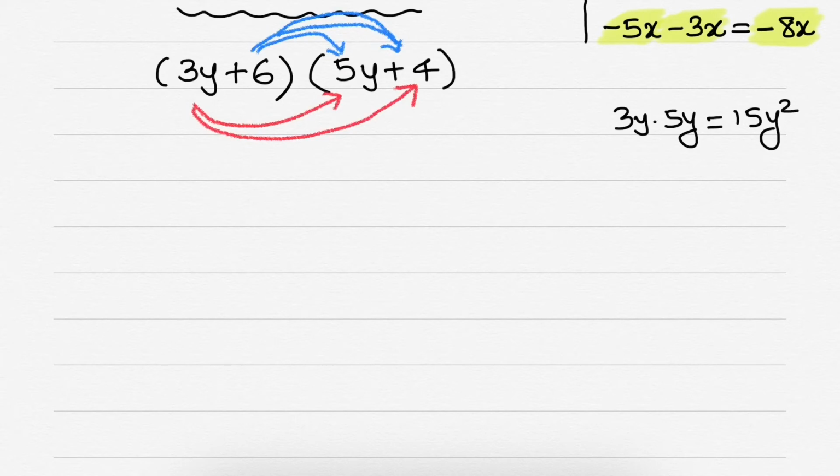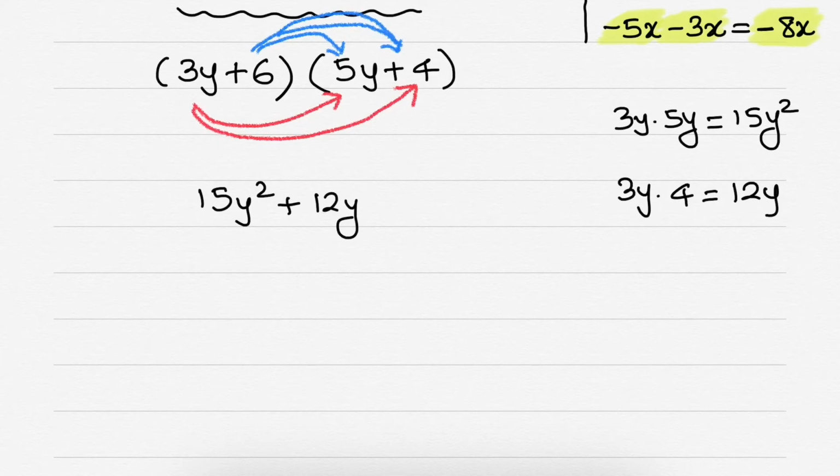So I will get 15y square. Then 3y multiplied by 4. I will get 3 multiplied by 4 is 12y, right? So there is only one y, so I'm going to write down plus 12y because there is only a positive sign there.